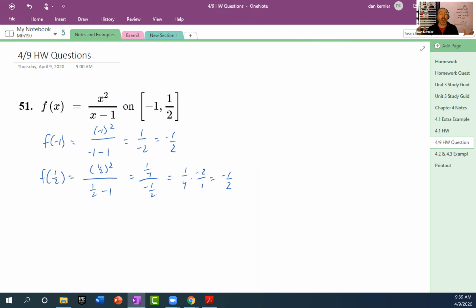And then we need to look for critical points. Are there any horizontal tangent lines or any cusps where the derivative does not exist? So let's take the derivative. We'll just do quotient rule.